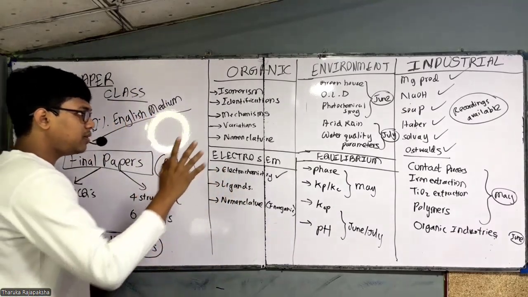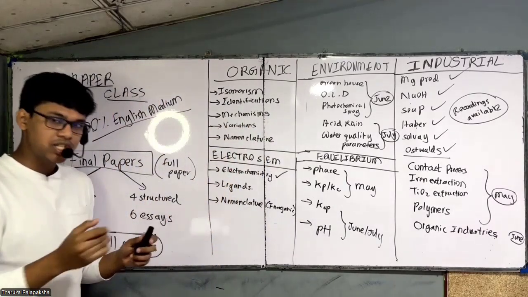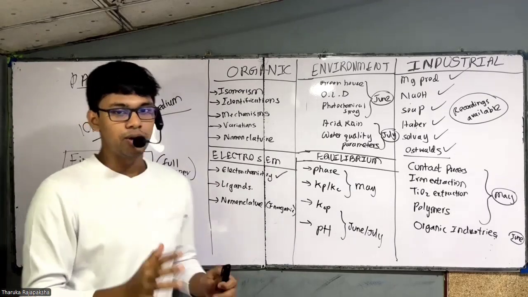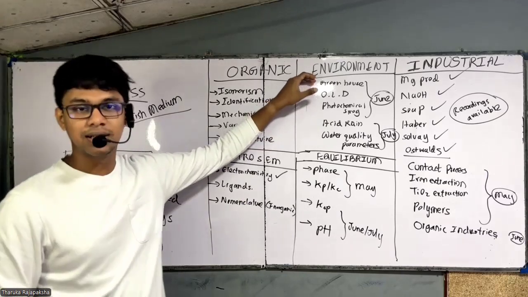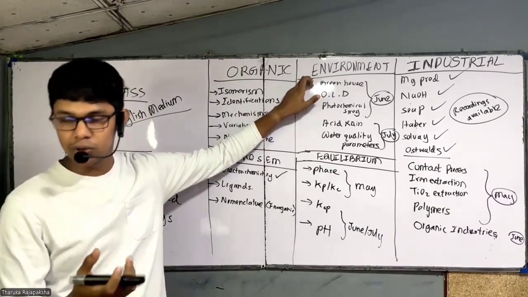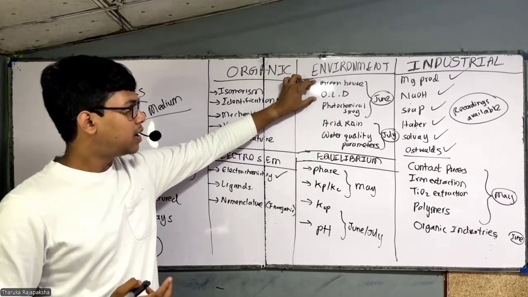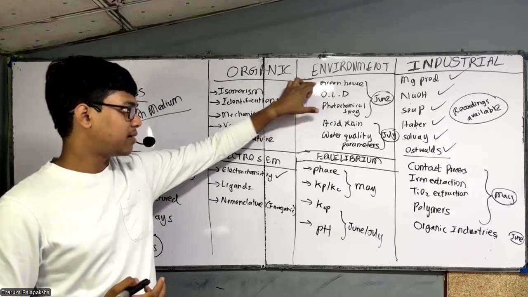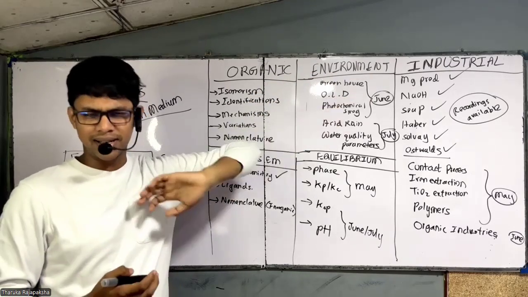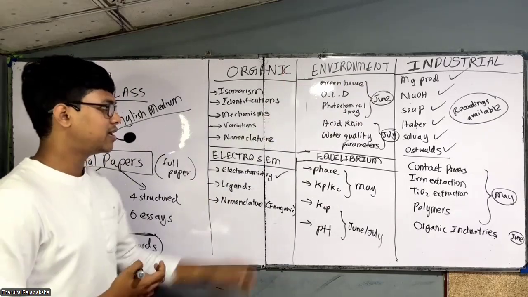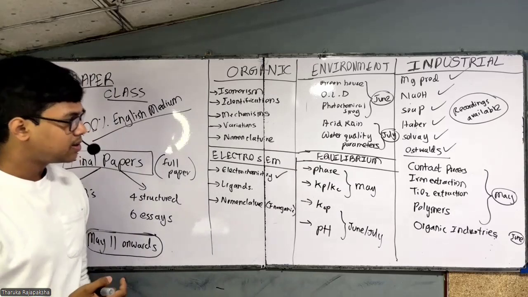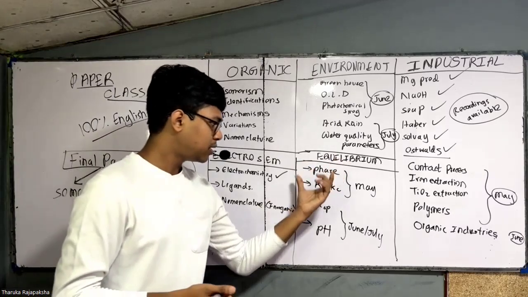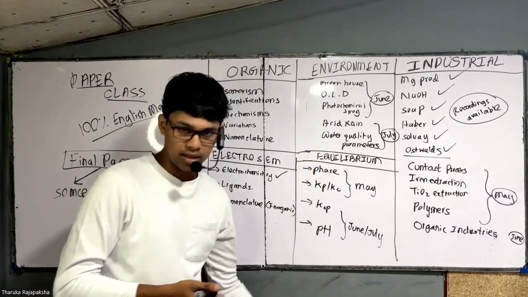Meanwhile, environmental chemistry will be touched in the month of June. So June and July we can finish the environmental section. Within one day we can do around 2 environmental chemistry topics, like greenhouse effect and the ozone layer depletion, then the photochemical smog, acid rain, and water quality parameters.